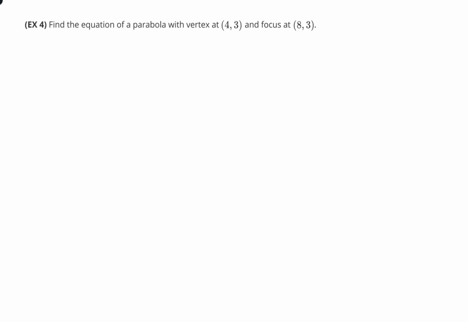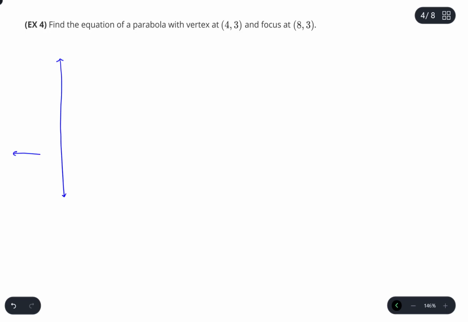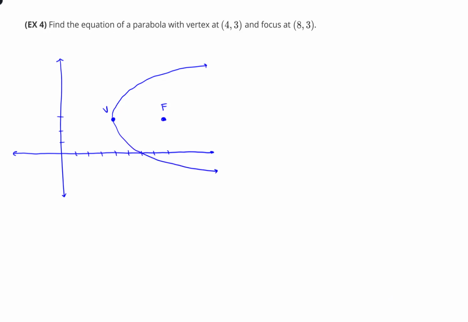So I have a parabola with a vertex at (4, 3) and focus at (8, 3). Let me just plot those. 1, 2, 3, 4, 1, 2, 3. So there's its vertex. Then 5, 6, 7, 8. And there's its focus. Regardless what this parabola looks like, it's going to be opening to the right, because the parabola has to open toward the focus. So that tells me quite a bit.